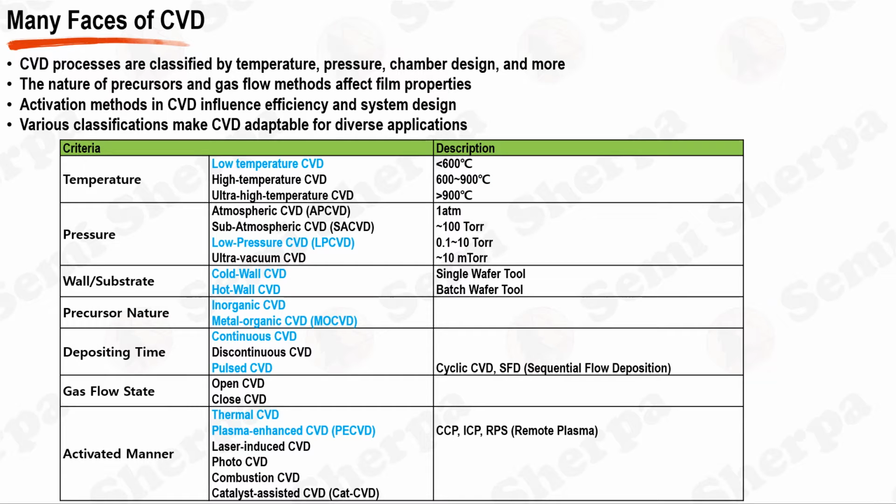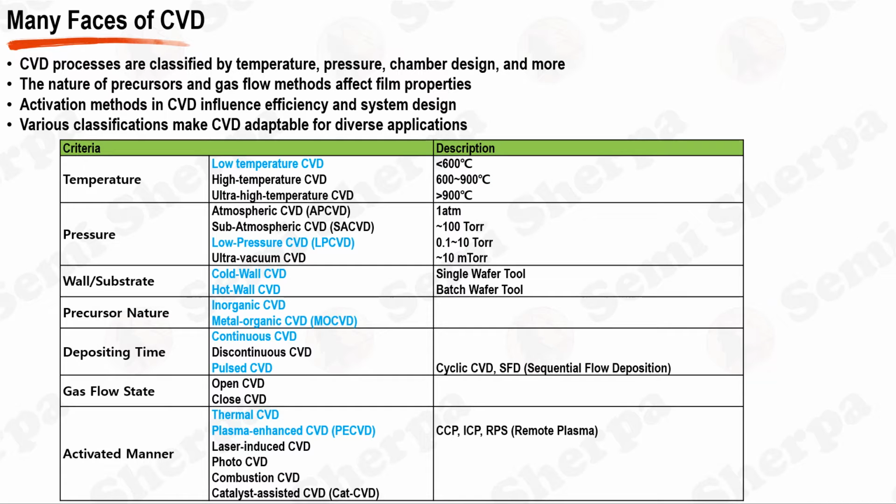The deposition time, continuous, discontinuous, or pulsed, is another classification metric. Continuous deposition processes are widely used for their simplicity and high deposition rates. However, pulsed or cyclic methods offer better control over film properties and interfaces, such as in atomic layer deposition, ALD, a variant of CVD. Lastly, the activation manner, whether thermal, plasma, laser, photo, combustion, or catalyst, defines the CVD process.